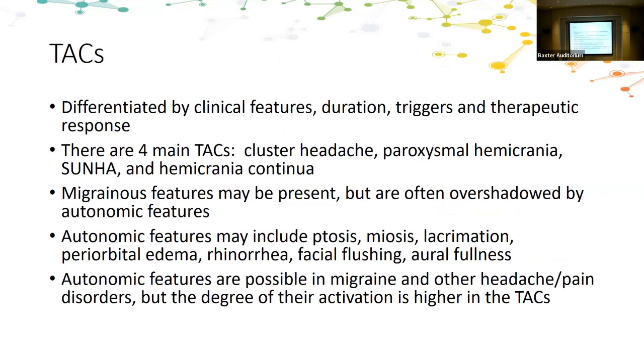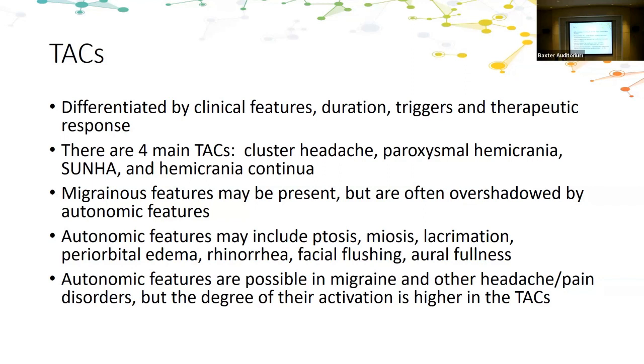So there are four main TACs. Cluster headache, paroxysmal hemicrania, SUNHA, which is the short-lasting unilateral neuralgiform headache with autonomic features, and hemicrania continua. And SUNHA is kind of the newer terminology that they use, and that includes the SUNCT and SUNA that you may have heard about in the past.